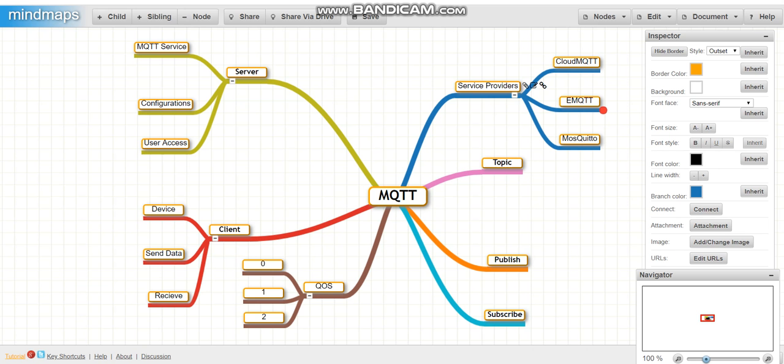So finally, let me give you an overview of what we discussed. We discussed MQTT, the need for it, what the activities of a server are, what the activity of a client is, what the different qualities of service are, and then we discussed publish, subscribe, and topic. We also discussed different service providers: CloudMQTT, EMQTT, Mosquitto. There are many others like RabbitMQ, and there are many different protocols that support messaging like AMQP. So you have hundreds of options.